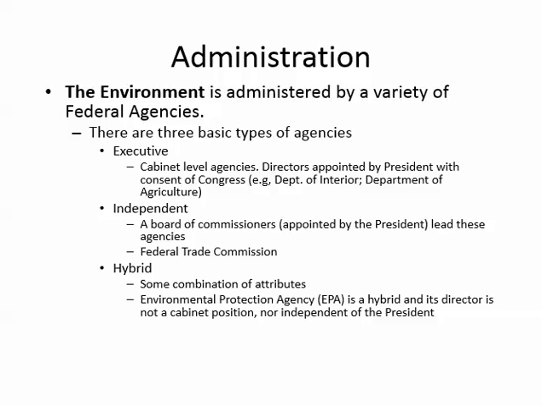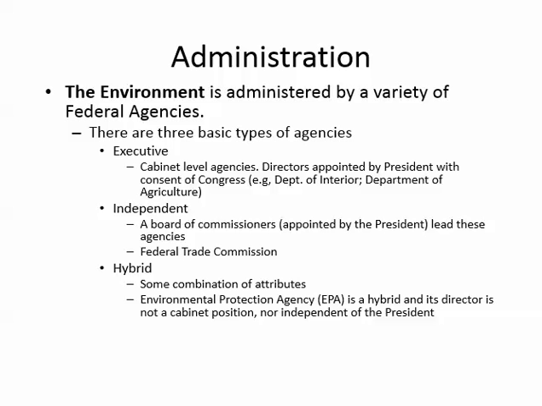The administration then has different ways of administering the environment, so there are three basic types of agencies within the administration. There's the executive. These are cabinet level agencies. These are departments, and they're headed by secretaries. So they're appointed by the president with the consent of Congress. So we have the Department of Interior with the Secretary of Interior, Department of Agriculture with the Secretary of Agriculture, Department of Defense and Commerce, and all sorts of other things.